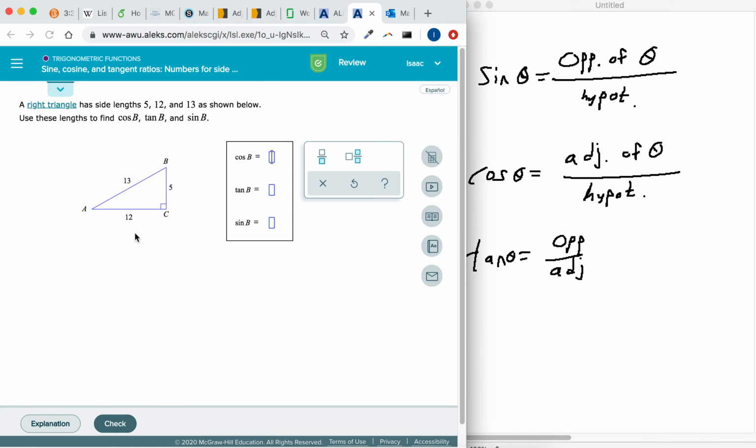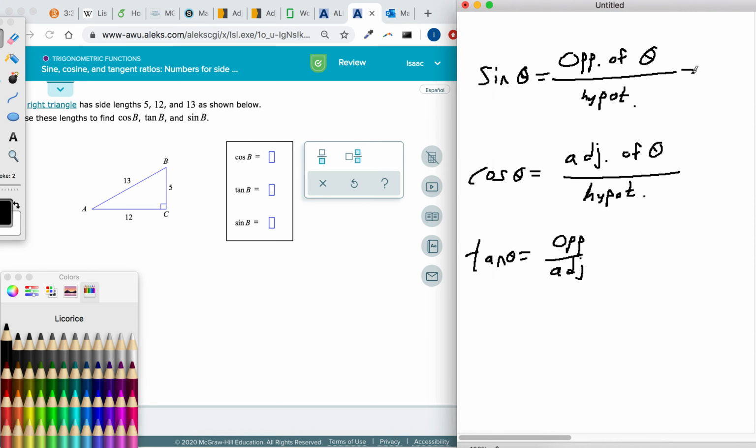So for this triangle here, they're talking about angle B. So we're looking from angle B's perspective, because look, what's opposite of B is the side 12. Now that's different. If they said sine A, then the opposite would be 5. So that's why it's important that we think about the angle we're referencing.